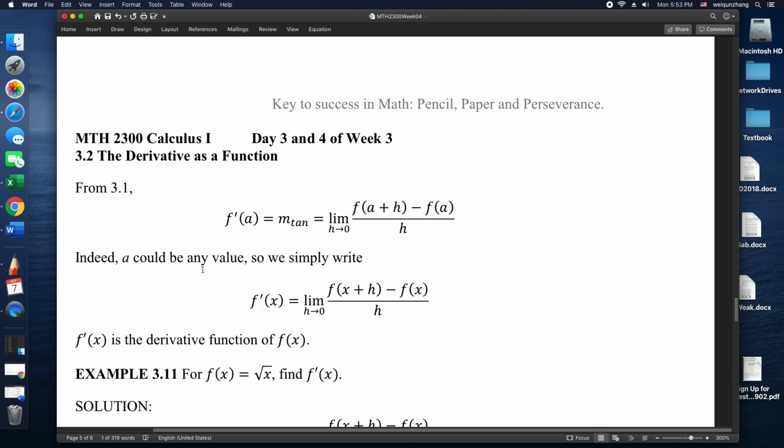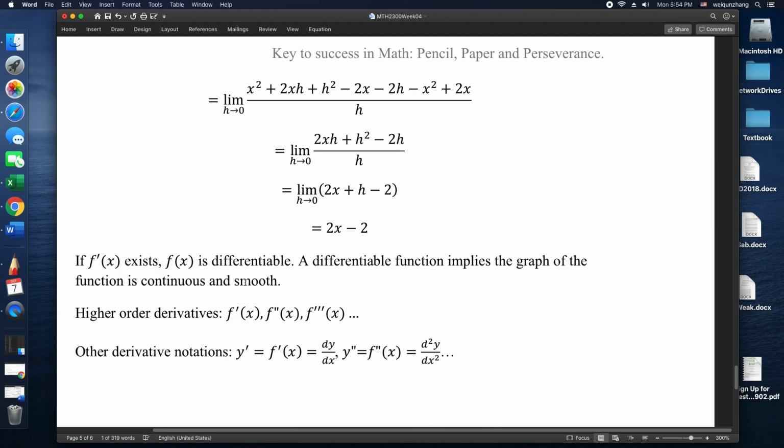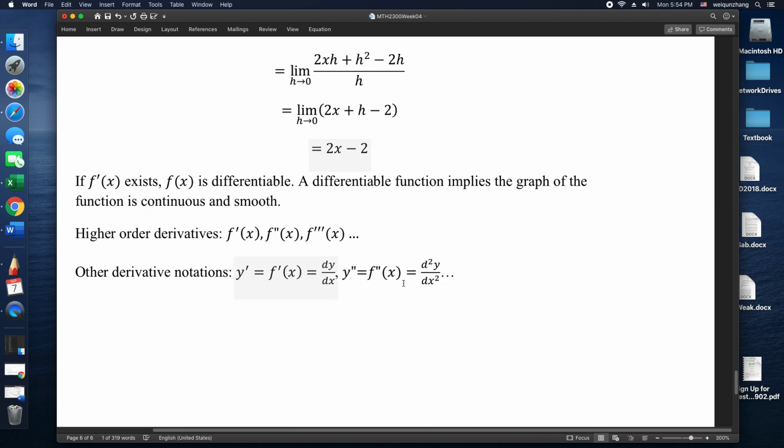So this is mostly about section 3.2. 3.1 and 3.2 offer the same topic, the definition of a derivative. Derivative is the slope of a tangent line, and it reflects the instantaneous rate of change of a function. And the derivative also can be considered as a function. Later on, we will have those so-called higher order derivatives. Basically, they are the derivatives of derivatives, like the second order or the third order.